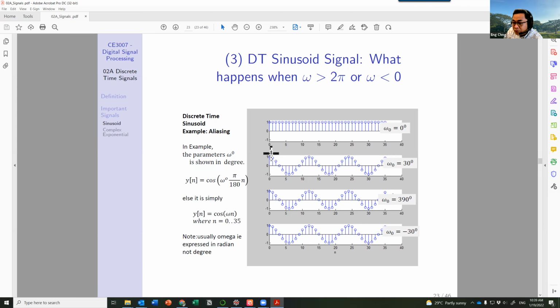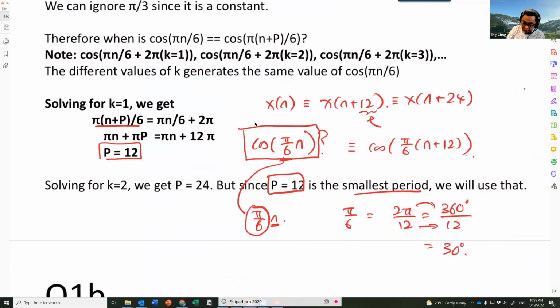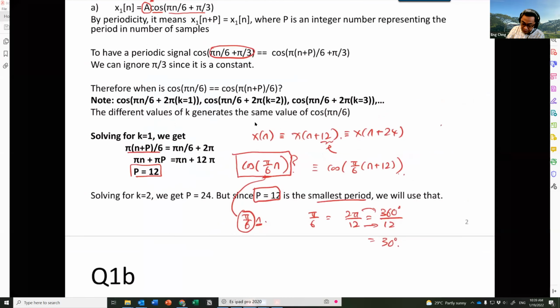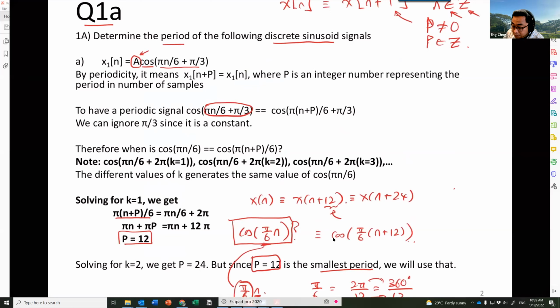So x of 0 is equal to x of 12, is equal to x of 24, equal to x of 36, and so on. So now you can see the figure of cosine pi over 6, as well as understand the idea of finding the period for this first question. Okay, so here we end the first question, Q1A. I'll pause now to take questions.